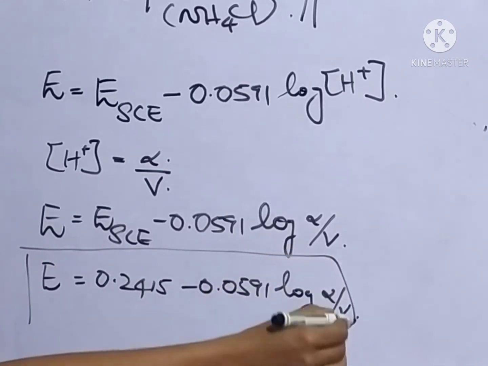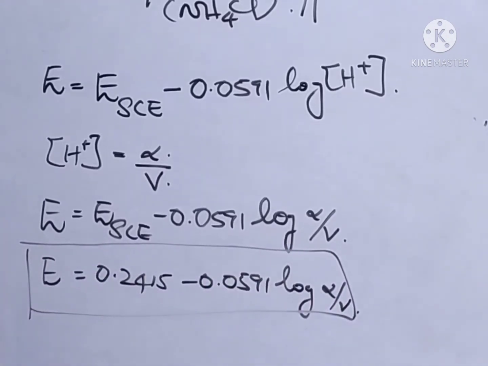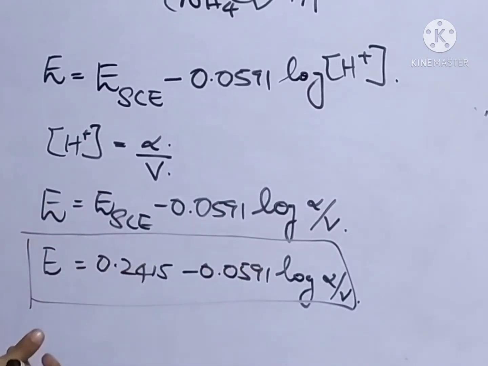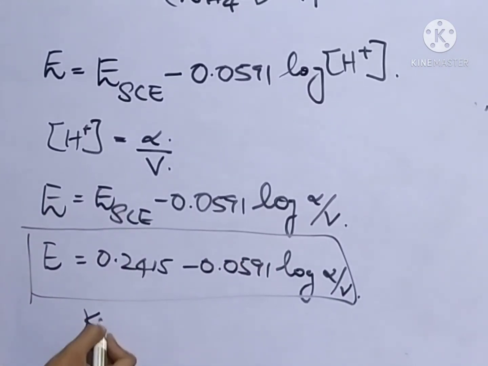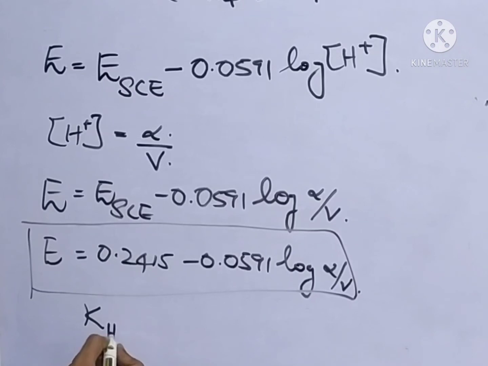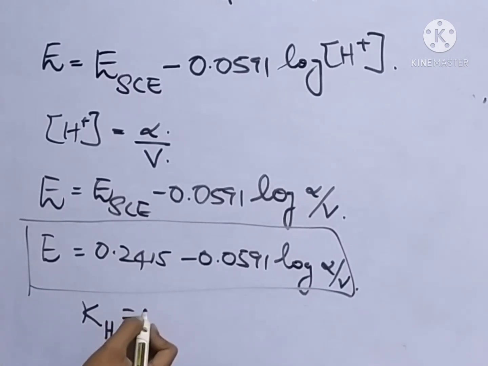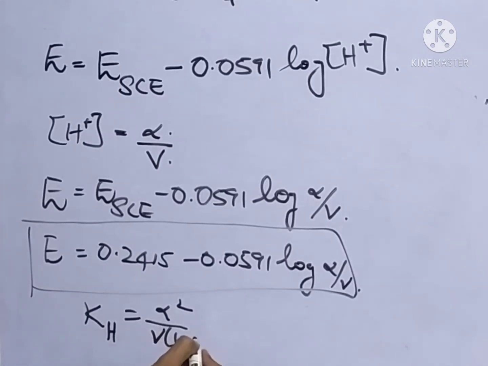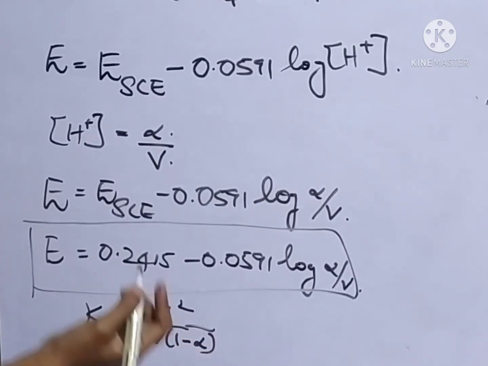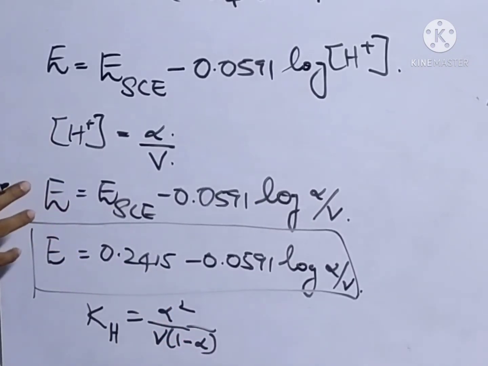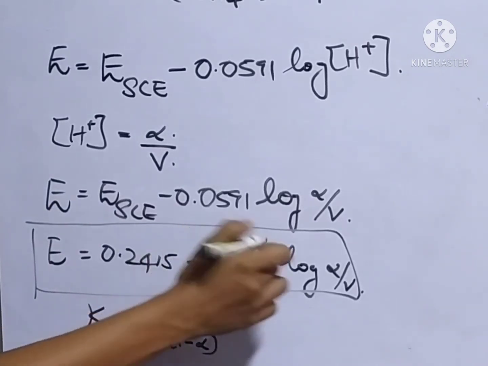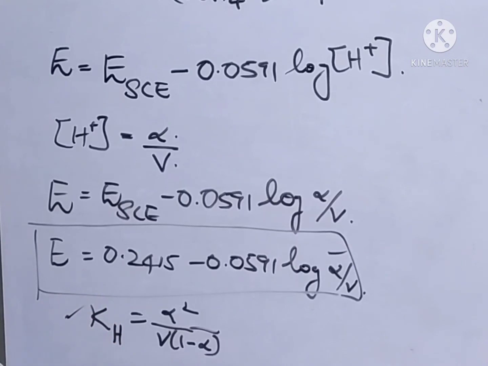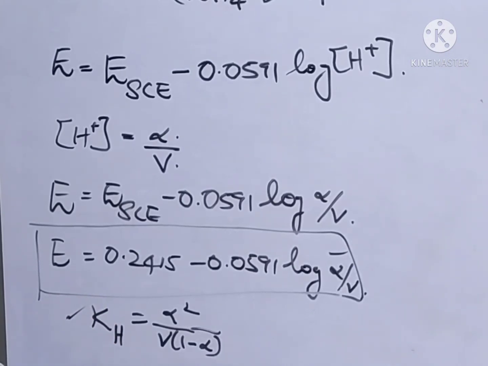From this equation we can calculate the degree of dissociation alpha, and if we know the alpha value then we can easily calculate the hydrolysis constant KH, because KH equals alpha square divided by V into 1 minus alpha. So from the EMF value calculation we can find out the degree of dissociation as well as the hydrolysis constant. Okay.